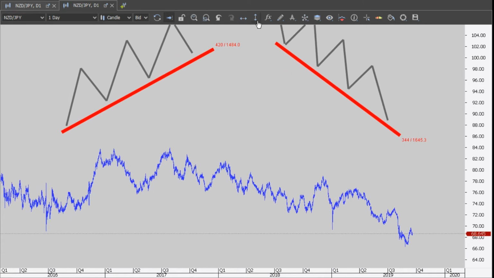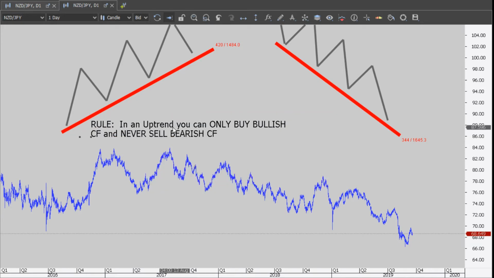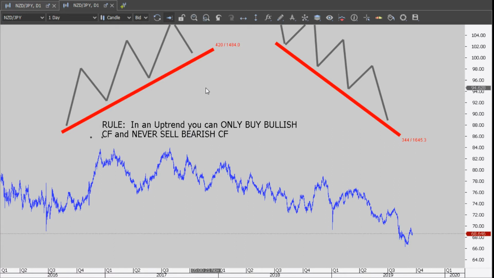Now, rules for the beginner trader. Okay, let's write this down, everyone. Rule: in an uptrend, you can only buy bullish CF, and CF stands for candlestick formations, and never sell bearish CF. CF stands for candlestick formation. Okay, this is a rule.